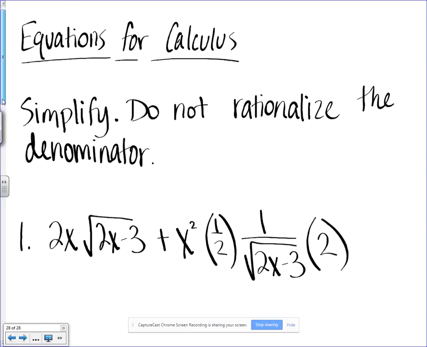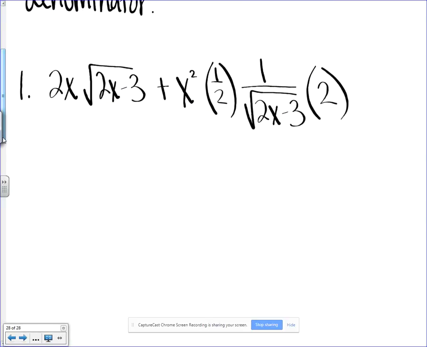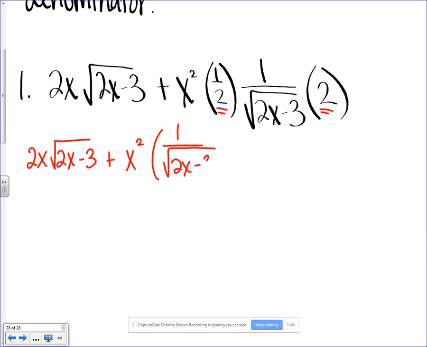So hopefully you notice here that I've got a whole bunch of multiplication going on. So let's leave this first part alone. And again, if you need to pause this as you go, that's fine. Just make sure you do get all this down in your notes for today. So when we multiply this and this, they basically cancel. And I'm left with that.